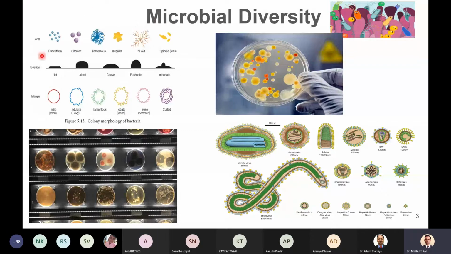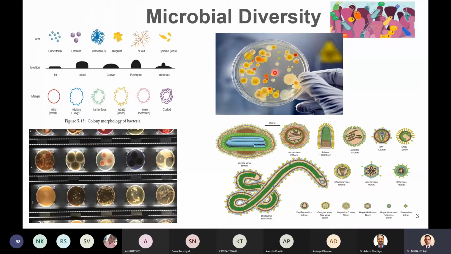If you see this slide, you will find that I have shown a picture on the left hand side. You will find different types of designs, right? You will find some circular structures, small, a little bit large, and then some irregular structures, right? And here you will find different types of margins. So it is actually the colony morphology of a bacteria.